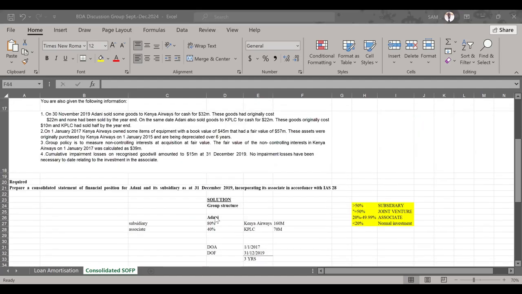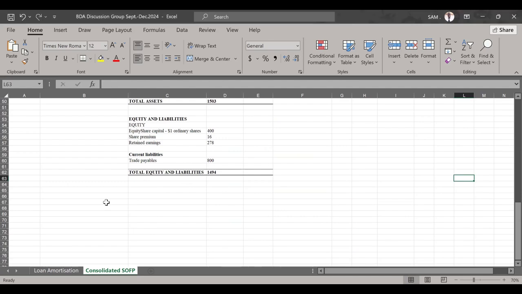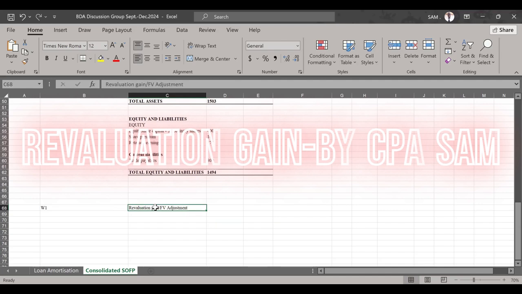After that, I will continue reading. What is the examiner continuing to say? These assets were originally purchased by Kenya Airways on 1st of January 2015 and are being depreciated over 6 years. That one now comes in as a working, and let me just put the working so that you're able to see what the examiner is talking about. So we are talking about fair value adjustment, like that.